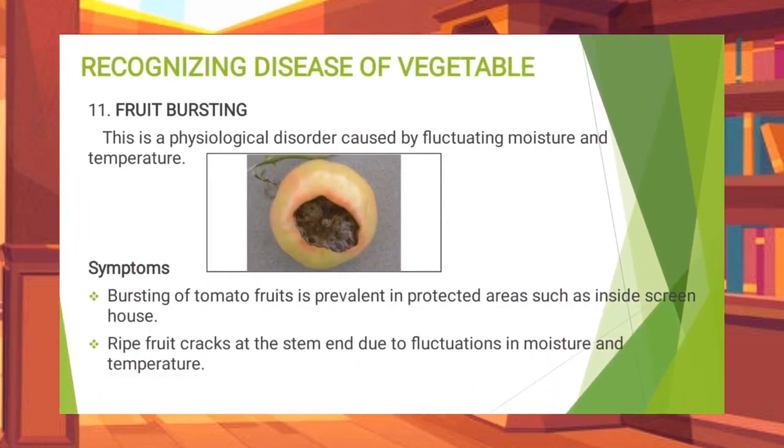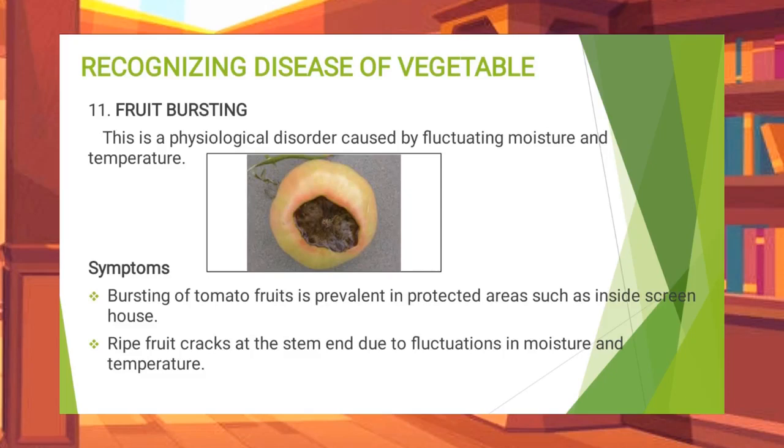So number 11, fruit bursting. So this is a physiological disorder caused by fluctuating moisture and temperature. So symptoms: bursting of tomato fruits is prevalent in protected areas such as inside the greenhouse. So ripe fruit cracks at the stem end due to fluctuations in moisture and temperature.